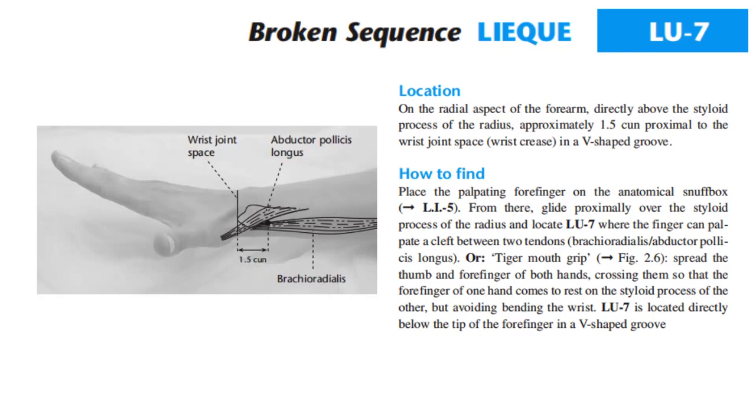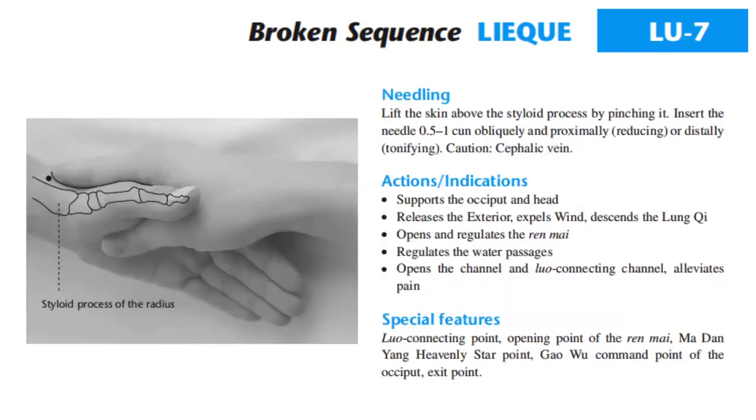Spread the thumb and forefinger of both hands, crossing them so that the forefinger of one hand comes to rest on the styloid process of the other, but avoiding bending the wrist. Lung 7 is located directly below the tip of the forefinger in a V-shaped groove.